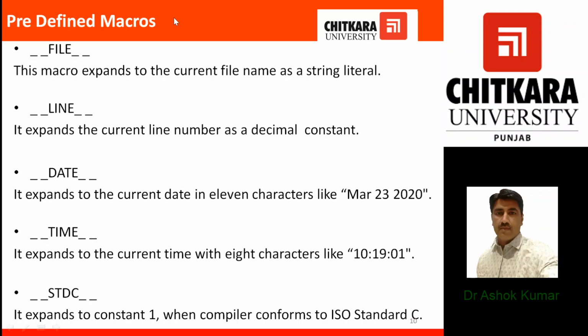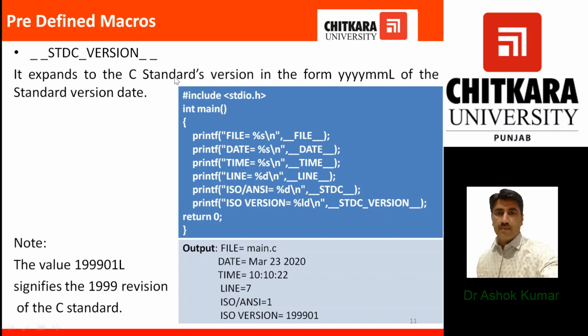Then come some predefined macros. These predefined macros basically start with two underscores and end with two underscores. The very first is __FILE__, and when you use this in your program, it gives you the name of the current file. Then __LINE__ gives you the line number. Then __DATE__ gives you the date in this format. __TIME__ gives you the time in hours, minutes, and seconds. Similarly, __STDC__, when it expands, gives 1 when the compiler conforms to ISO standard C. And __STDC_VERSION__ gives you the C standard version.